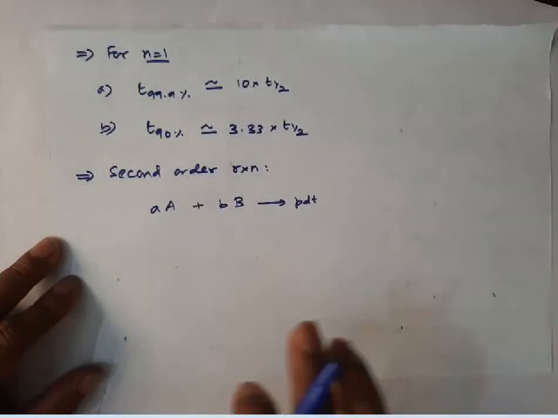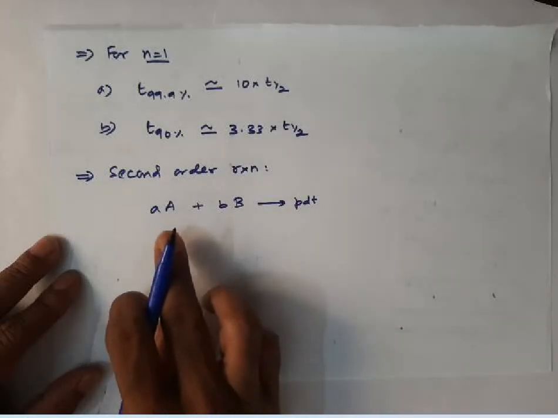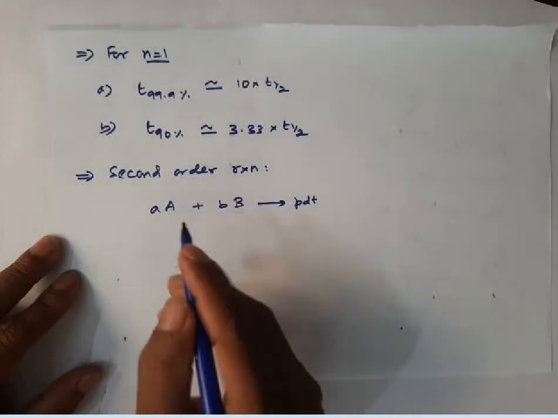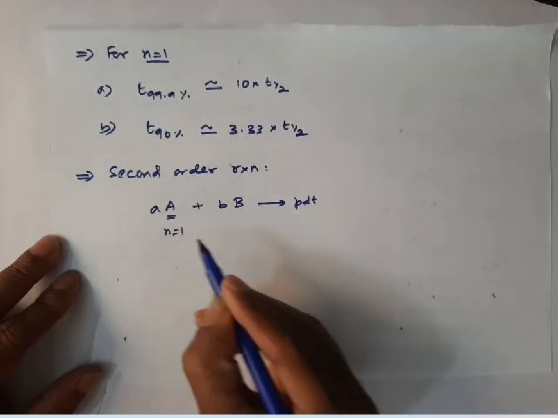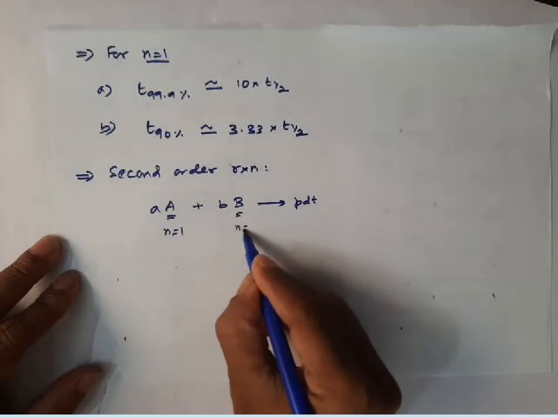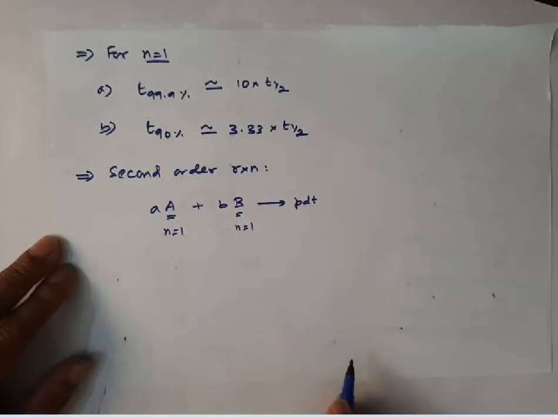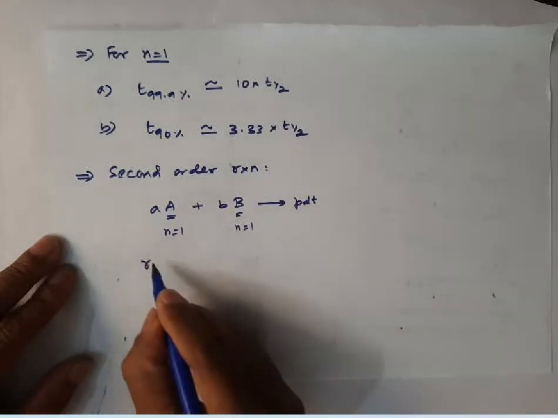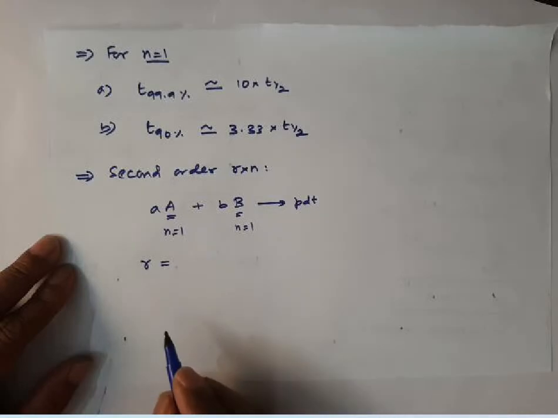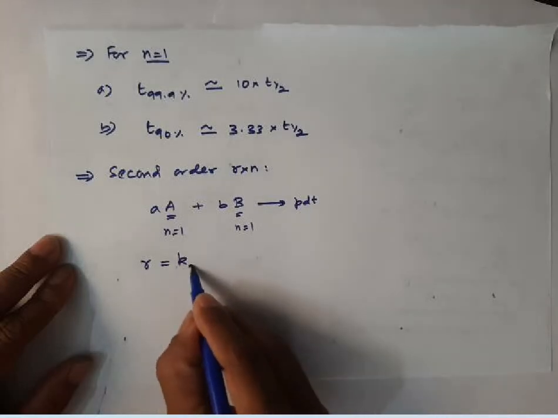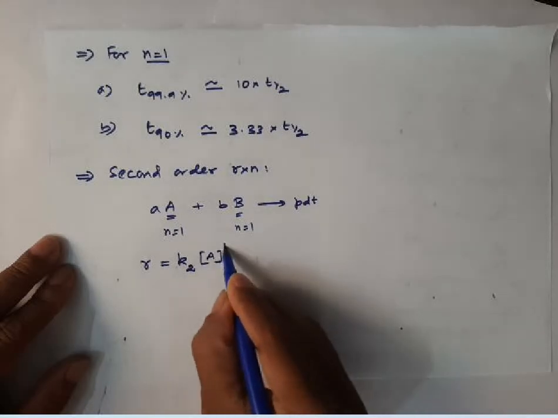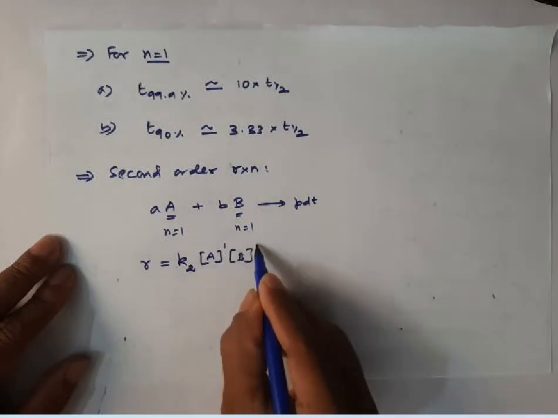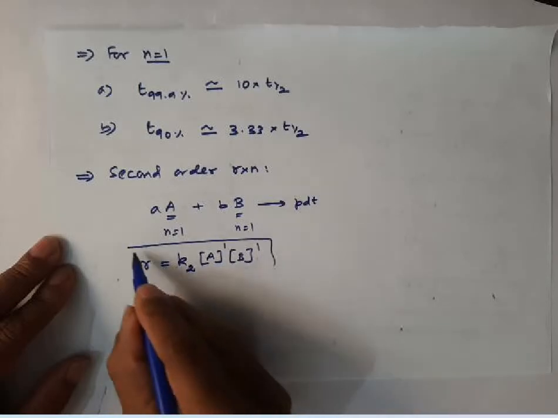Okay, in this series. Now, here the assumption is this: the reaction is first order with respect to A, and the reaction is first order with respect to B. So overall order is second order, right? So the rate of the reaction is equal to the rate constant for the second order reaction, K2, into concentration of A power 1 and concentration of B power 1. Therefore, the overall order is 2.